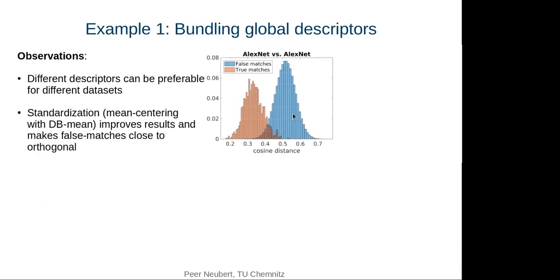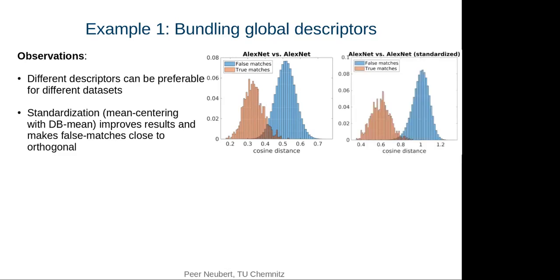And if we apply a standardization transformation, so subtracting from each descriptor the mean value of all database images, we get those distributions. And we can see two things. The first one, very nicely, those two distributions are better separated. So this improves the place recognition performance. And now the cosine distance of images showing different places is close to 1. So those descriptors are closer to orthogonal, which is also a good thing.